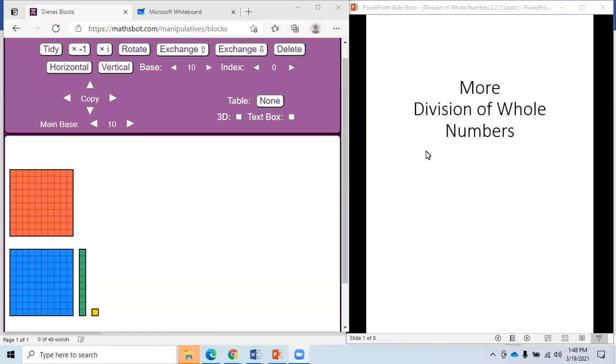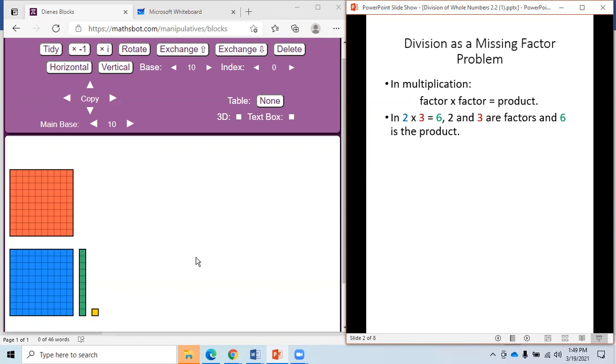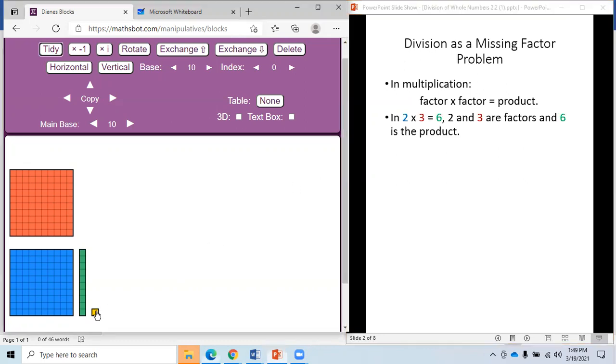More division of whole numbers. We can think about division as a missing factor problem. In multiplication, we know that we have factor times factor is equal to a product. Let's look at 2 times 3 and create it with blocks.